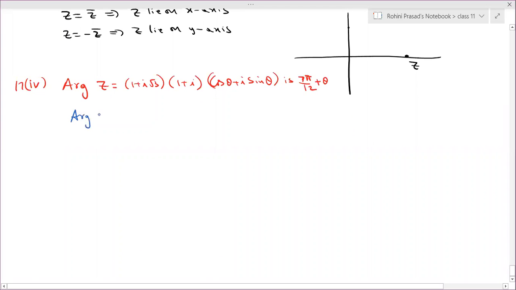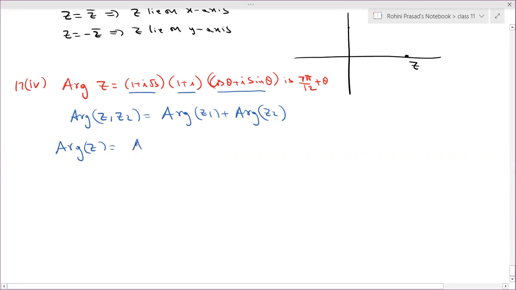Argument of z1 z2 is equal to the argument of z1 plus the argument of z2. So if you use that property, you can extend this for more than two complex numbers. So here the argument of z is equal to the argument of 1 plus i root 3, plus the argument of 1 plus i, plus the argument of cos theta plus i sin theta.